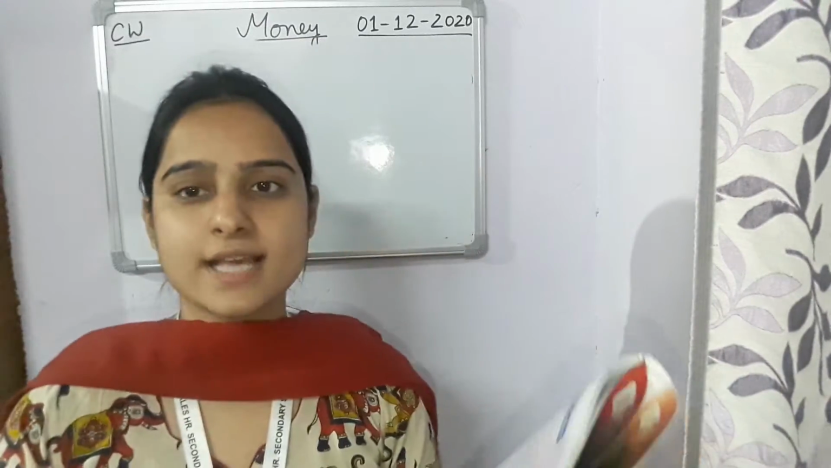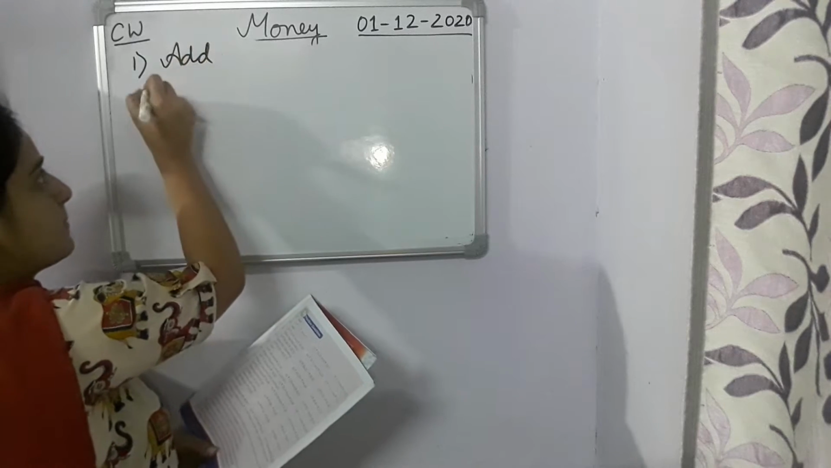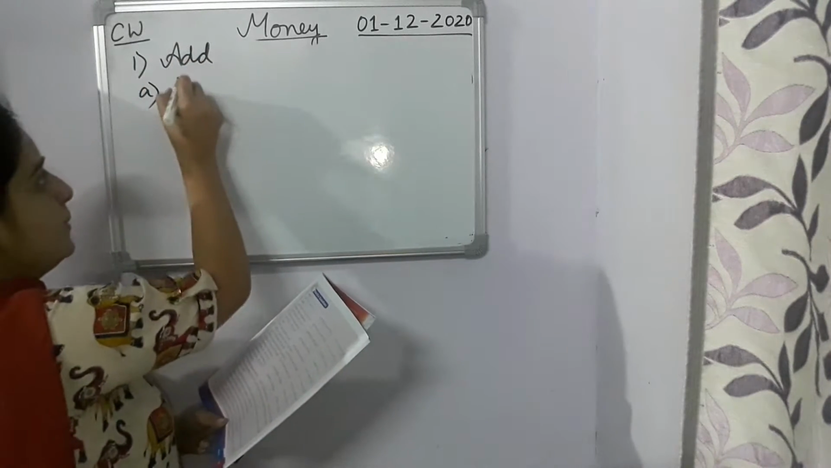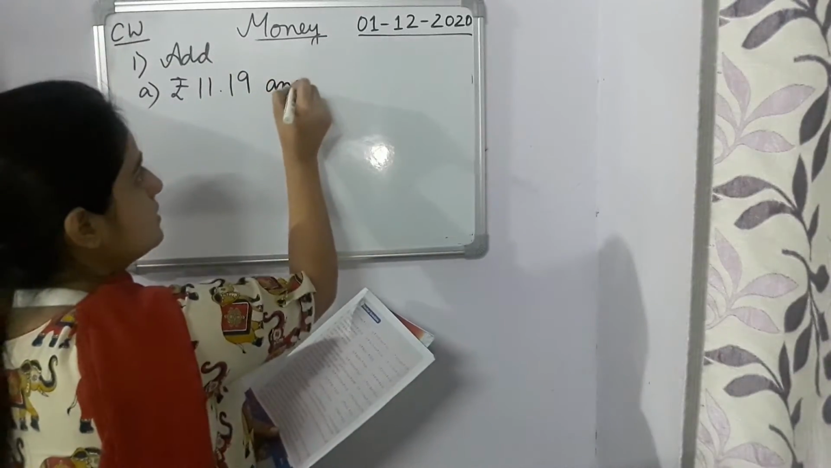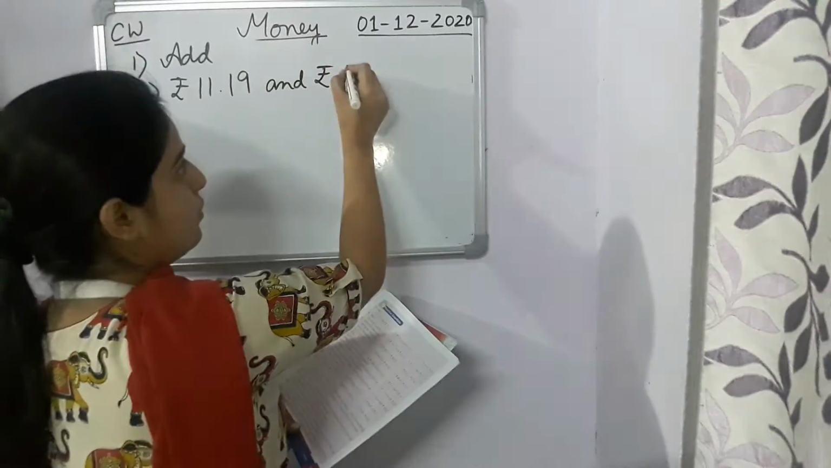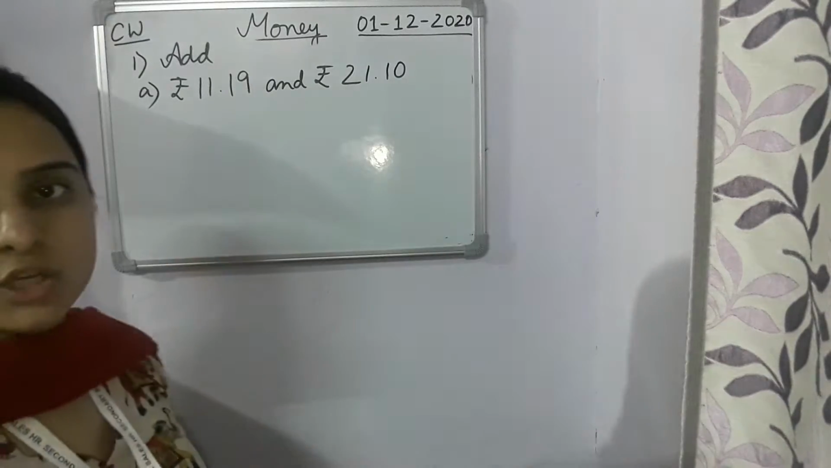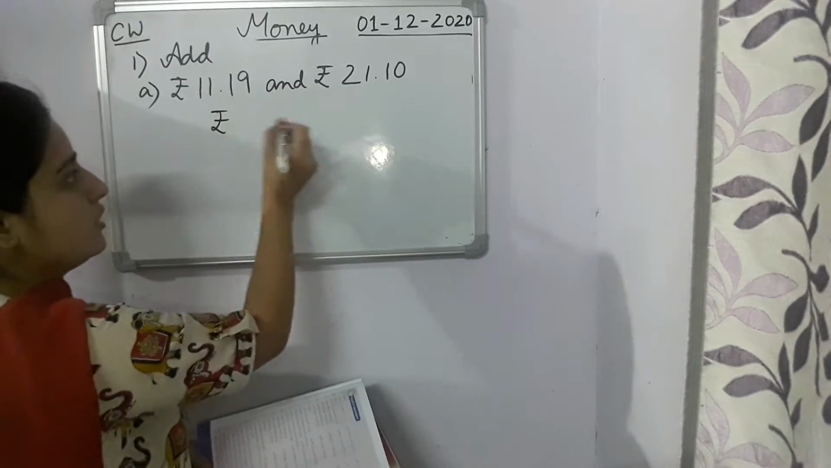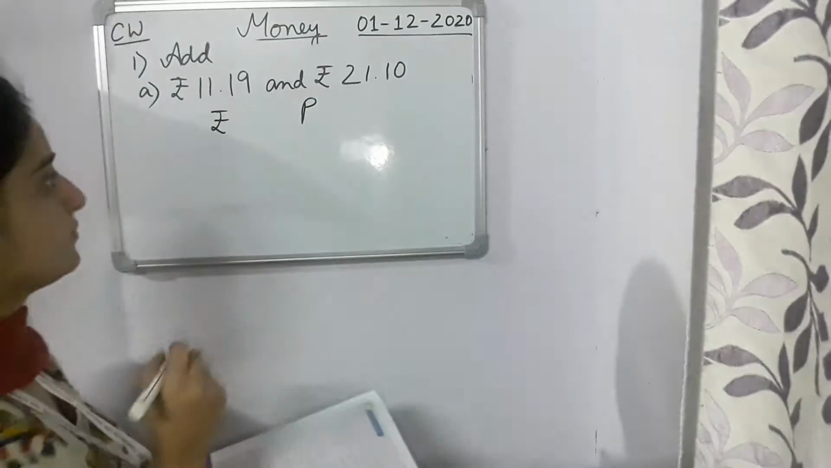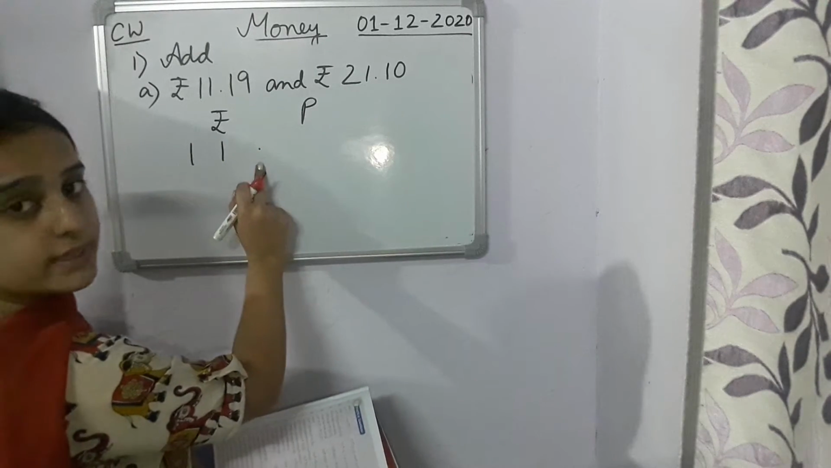So the first question is addition of money. So let's do this. First one, add. A. Rupees 11.19 and rupees 21.10. So you know how to do addition of the money, right? So you can do this, arrange it vertically. Rupees and paisa. One side you give rupees. We separate rupees and paisa with this dot.